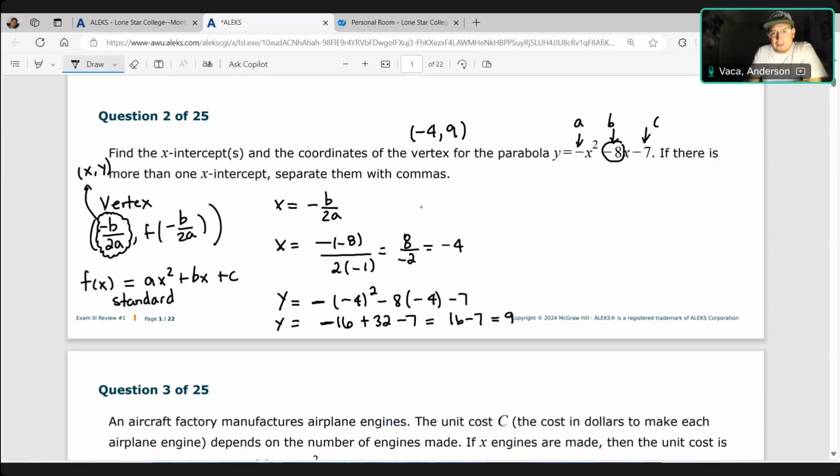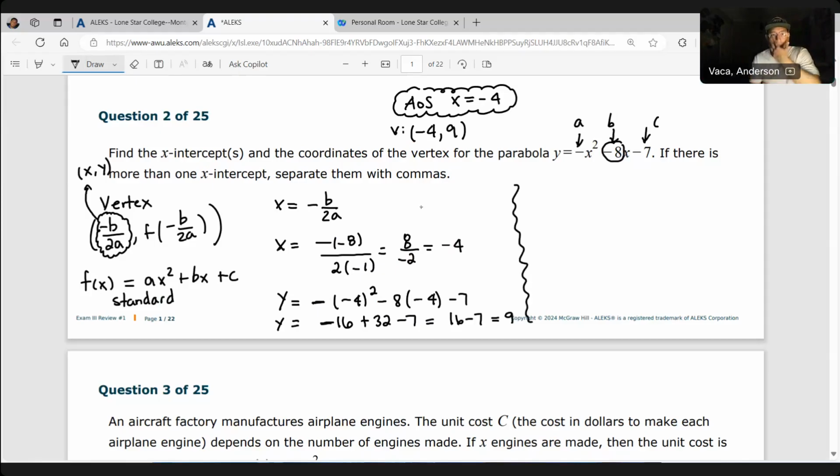Just for a little extra piece of information, the axis of symmetry will be x equals negative 4. Again, this is just extra. It wasn't really asked in the question, but since we found the vertex, might as well say what the axis of symmetry will be.